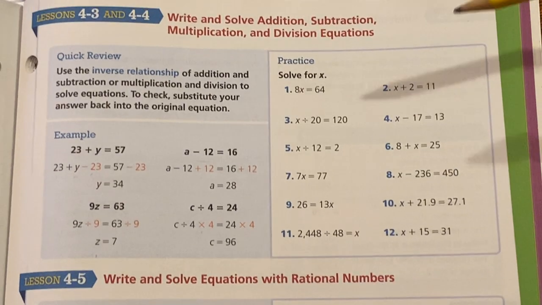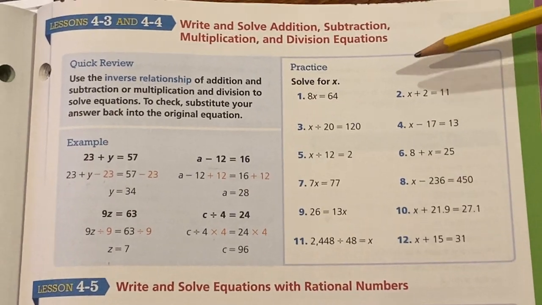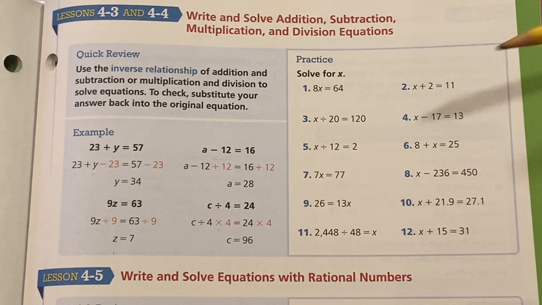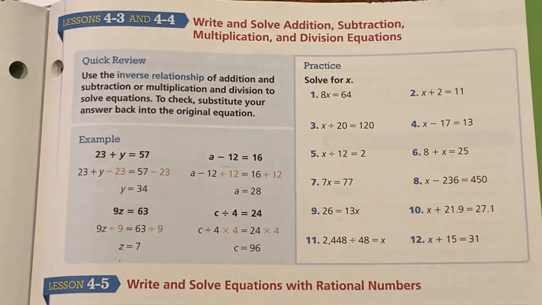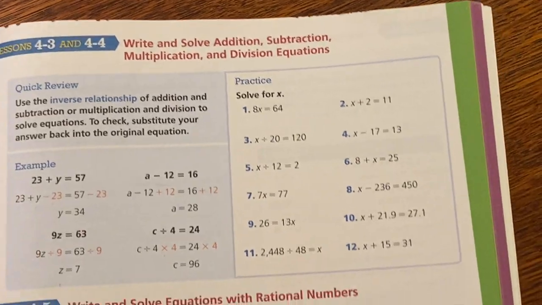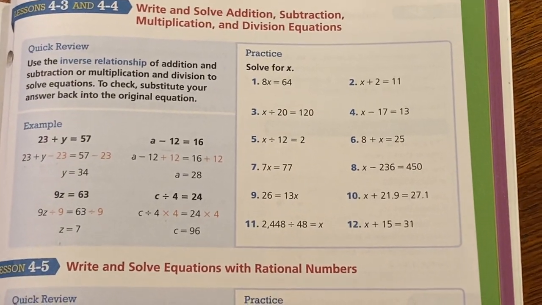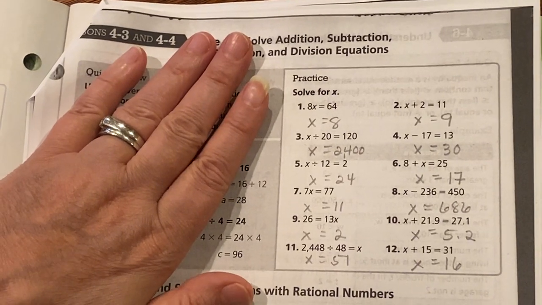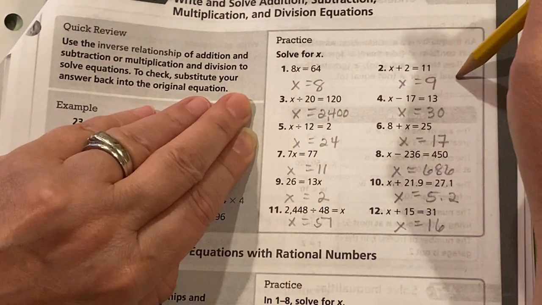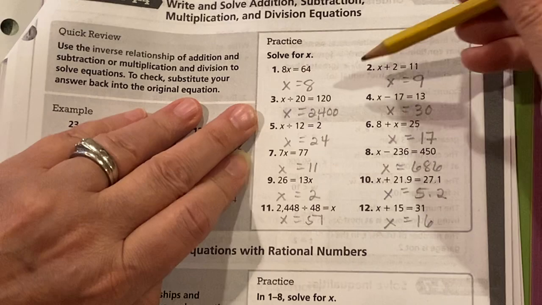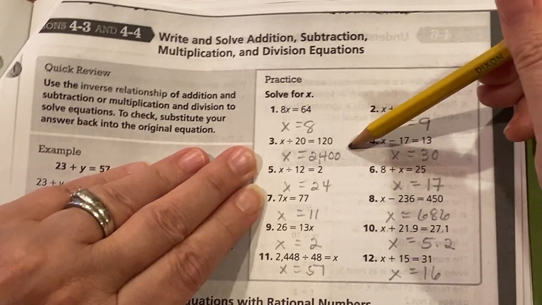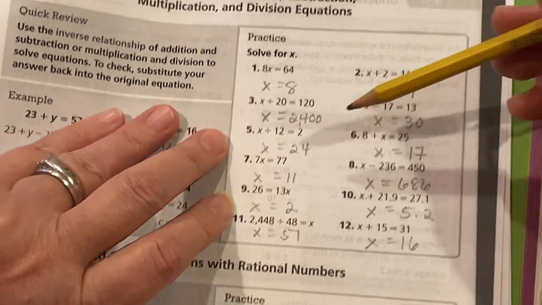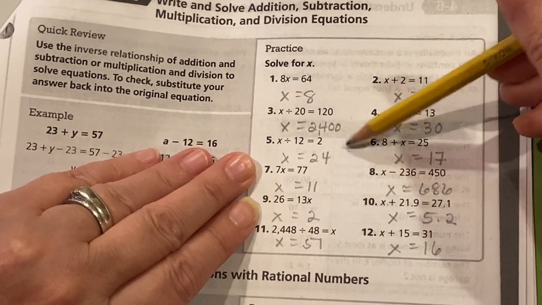Okay, practice. So here are 12 problems. Solve for x. Do those 12, and then start the video up again when you're ready to check your answers. Okay, x equals 8 for number 1. For number 2, x equals 9. Number 3, x equals 2400. Number 4, x equals 30. Number 5, x equals 24.